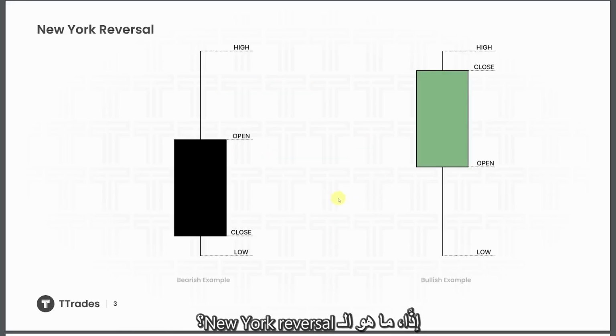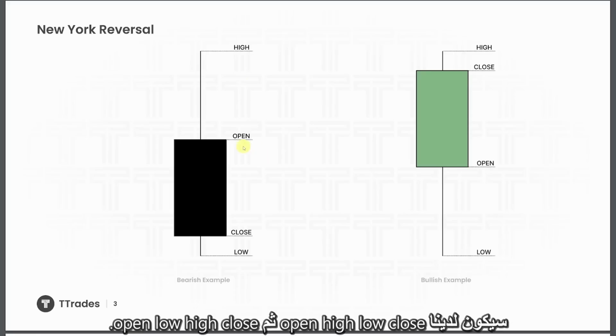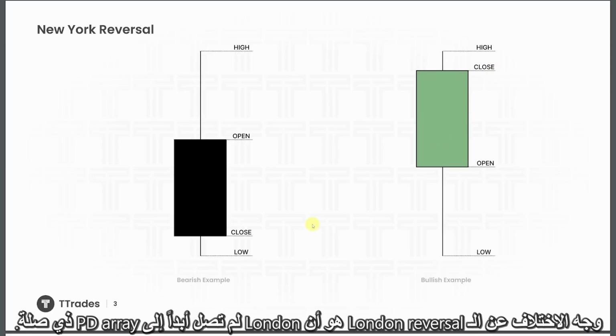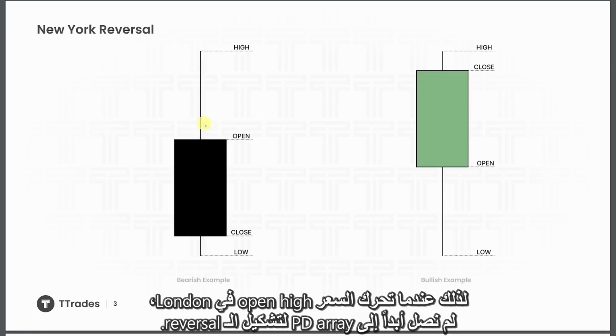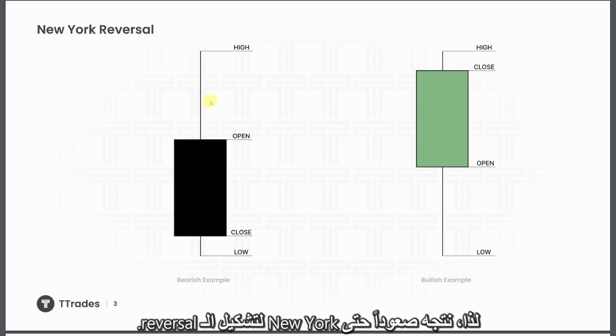So what is the New York reversal? Well, it's going to be a candle that looks similar to this. We'll have an open, high, low, close, and then open, low, high, close. How this differs from a London reversal is that London never reached a relevant PD array. So when it went open, high into London, we never reached a PD array to form the reversal. So then we go higher until New York to form the reversal.